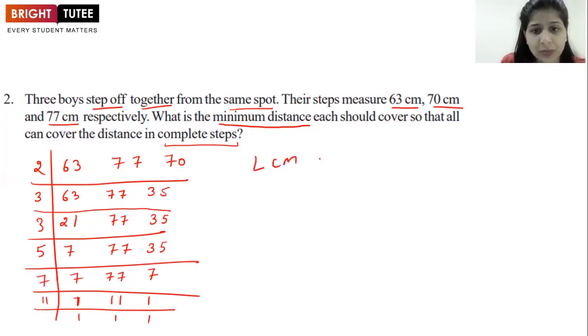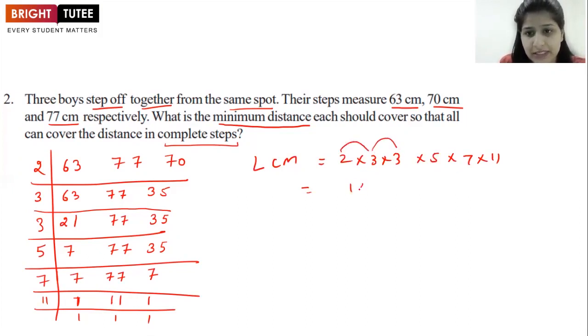So LCM would be 2 into 3 into 3 into 5 into 7 into 11. Just see what we will get. 2 threes are 6, 6 threes are 18. So I'm writing 18. 5 sevens are 35, and then we have 11. So students, when we multiply it, what do we get?